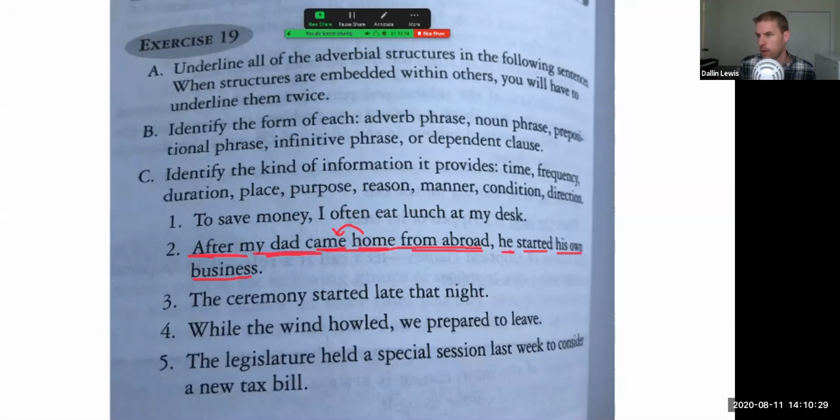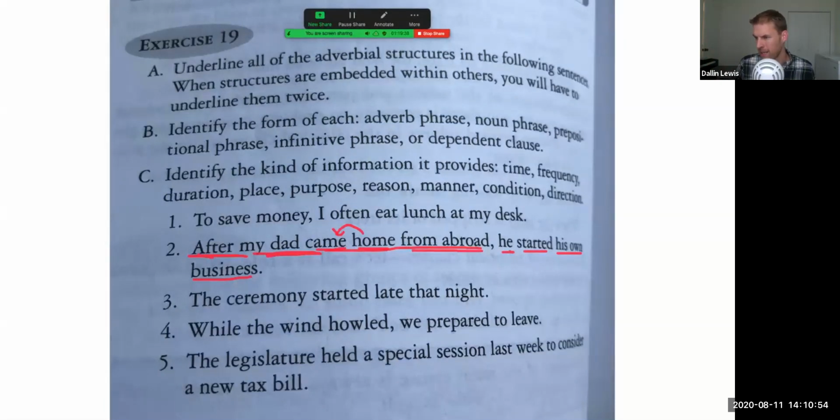All right, so by the way, do we get everything? I guess, what type of information does it provide? Geez, I can't really think off the top of my head. After my dad came home from abroad, he started his own business. It's basically kind of telling a narrative. It's sort of a narrative sequence. So I guess that's time.